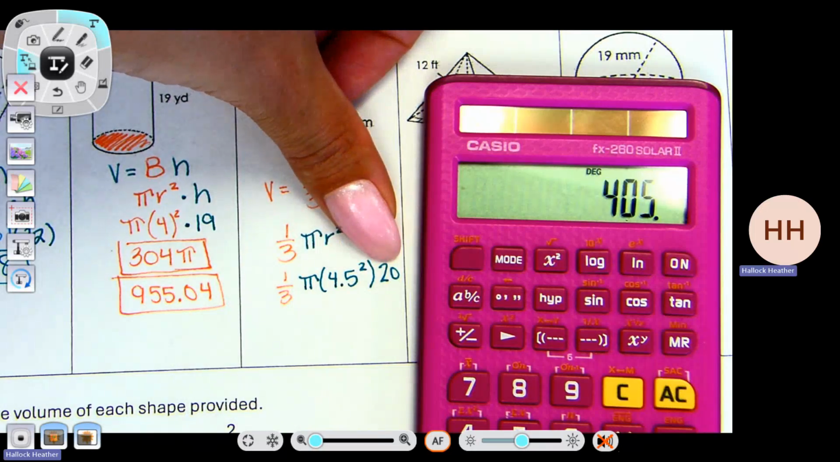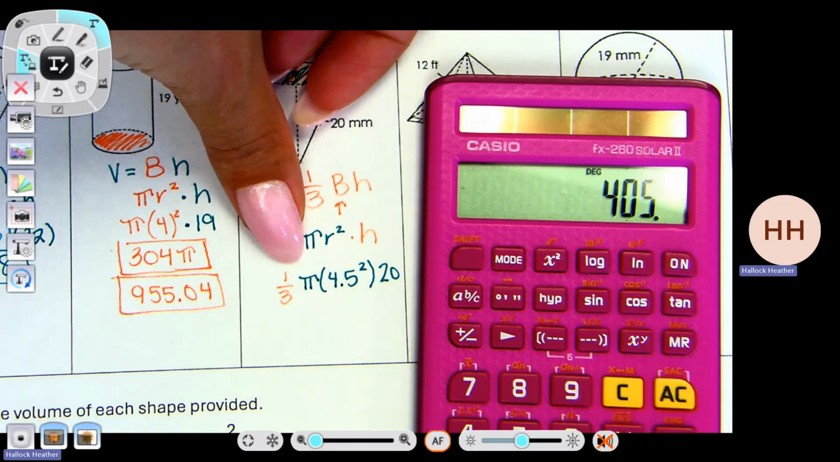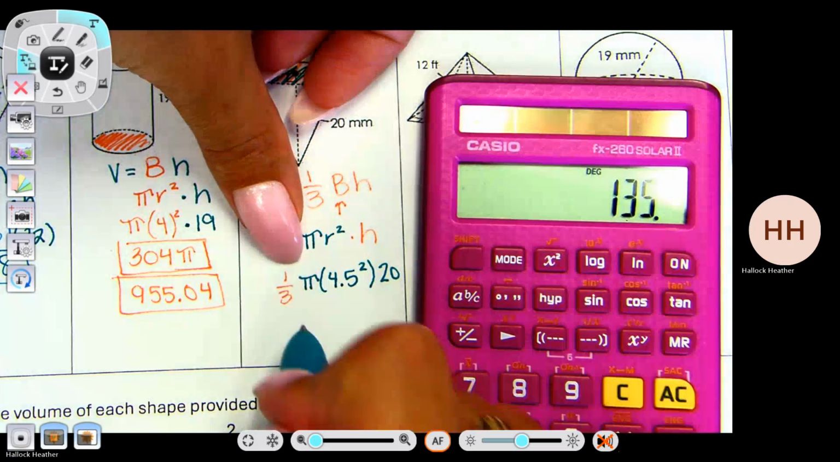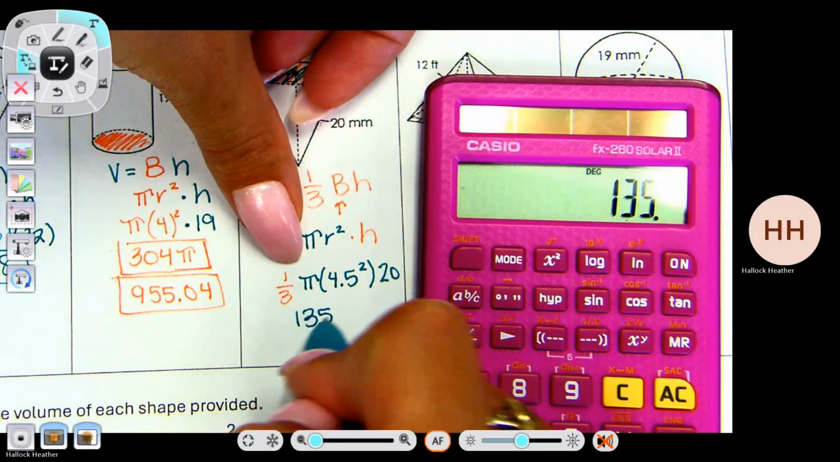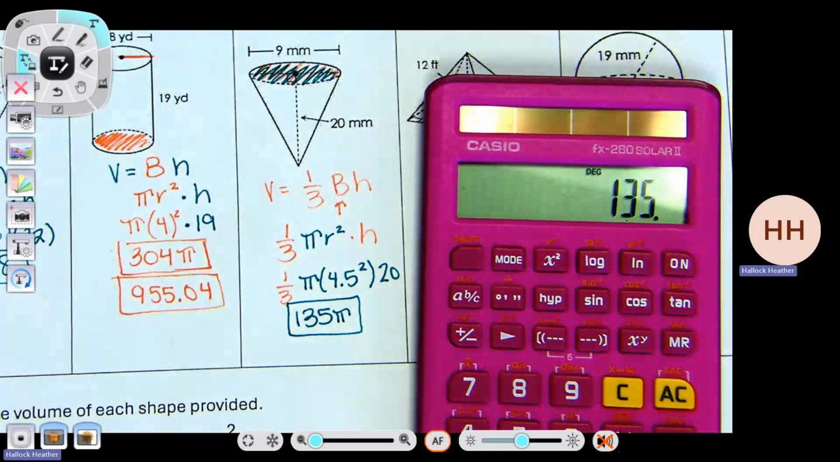And then remember, you have a fraction button. So I'm going to multiply by 1/3. So times 1 ABC third. And then press equals. So 135 pi. So that's in terms of pi. We're going to now multiply by pi. Because all the pi ones that have a circle in it, you're going to have 2 forms of the answer. So you're going to have the final answer, and then you're going to have the pi version.